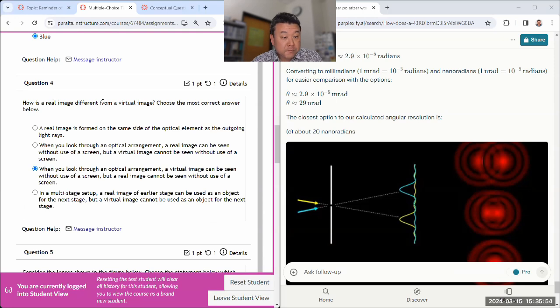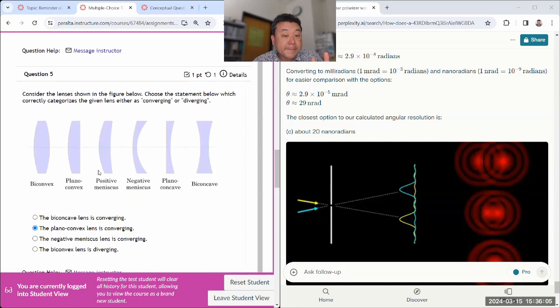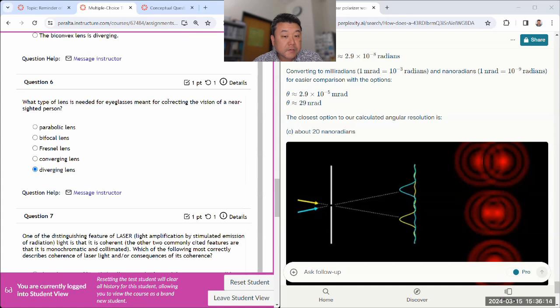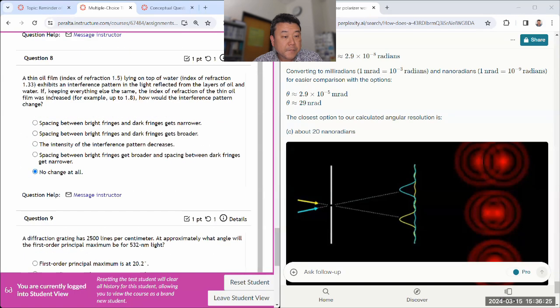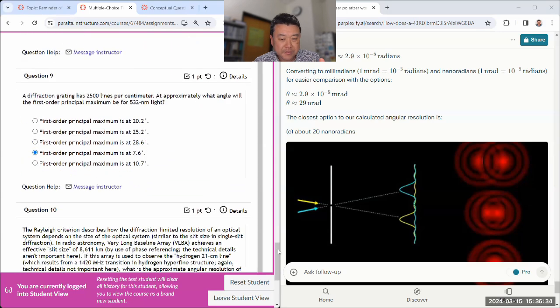Real and virtual image, they're different because, yeah, this is wrong. So Perplexity missed 2 so far. Plano-convex is converging. Okay, that's correct. What type of lens for a nearsighted person? I think that's right. Laser is coherent, consequently forms stable patterns. Yeah, I think that's right. And I was saying this is definitely wrong, right? So 3 maybe.